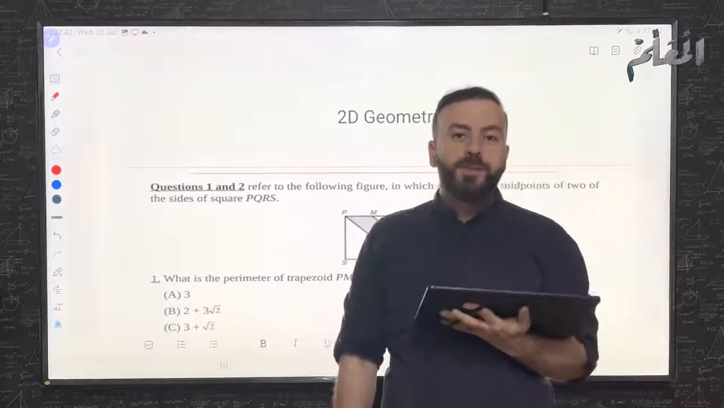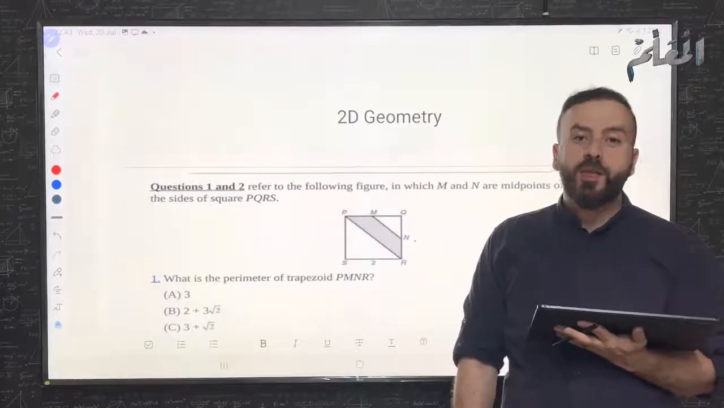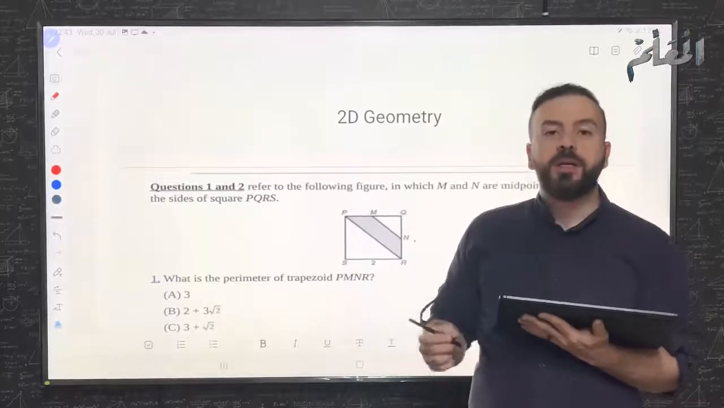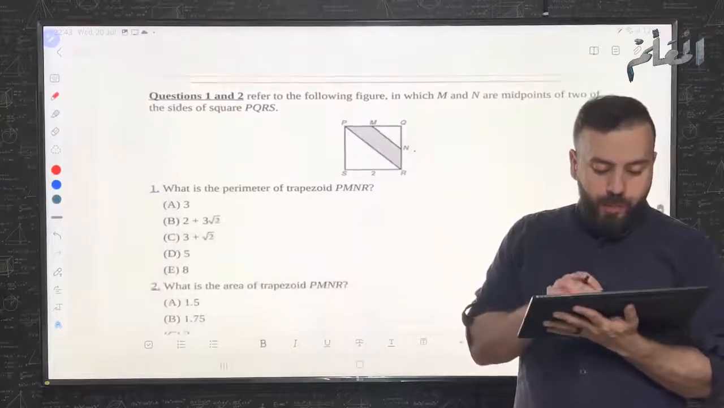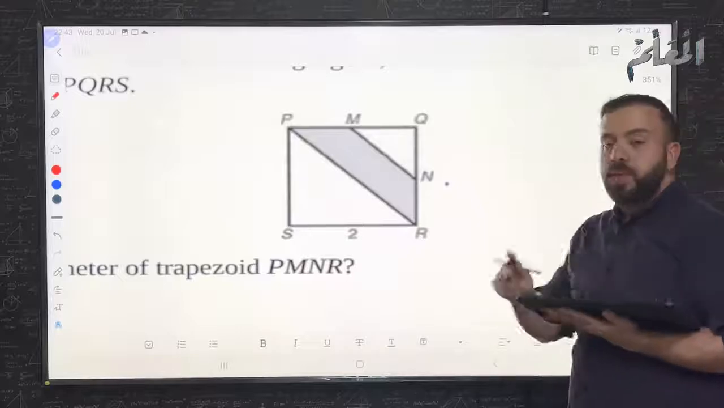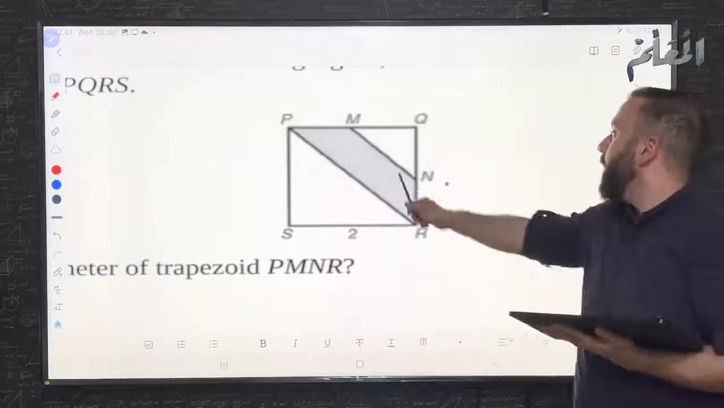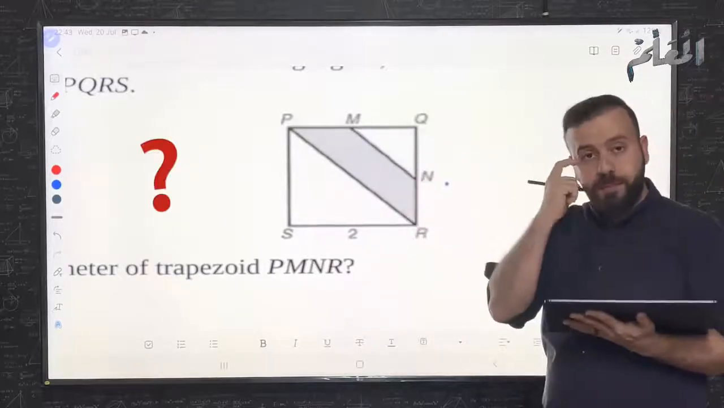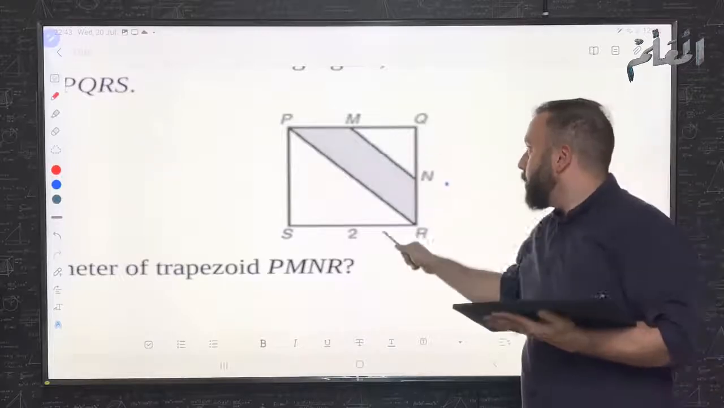Hello everyone. Today we're going to talk about 2D geometry, two-dimensional shapes. Now, in this question, it will ask me two things. First of all, the area of the shaded region and the perimeter of the shaded region.